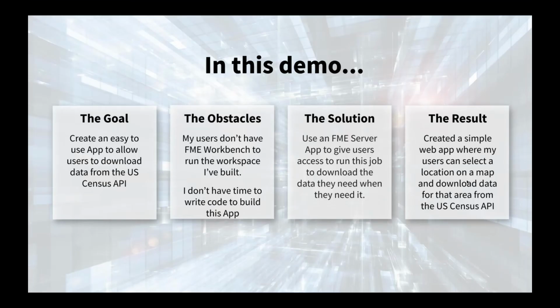I'll do a quick demo here just to show an example of this. In my example, I've got a workspace that allows users to download data from the US Census using their APIs. The problem is, I want my users to be able to select the area they'd like to get census data for. I don't want them to have to get FME Workbench and run these workflows themselves directly, and I don't really want to write code to build a custom app for them. So for this solution, I'm going to use an FME Server app just to give users a URL where they can access it and choose the location they'd like to get data from.